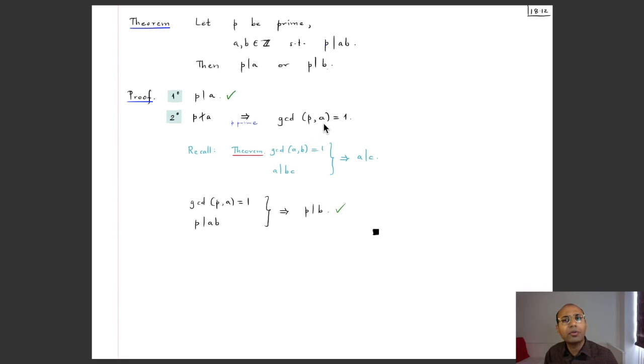So if we apply it over here, we know that P divides AB, and we have just discovered that P and A are coprime in this case. So then it has to be the case that P divides B. So we have got that. And so when P does not divide A, it has to divide B. So this completes the proof of this theorem. So again, to repeat, it says that if a prime number divides a product, then the prime number has to divide at least one of the two factors.